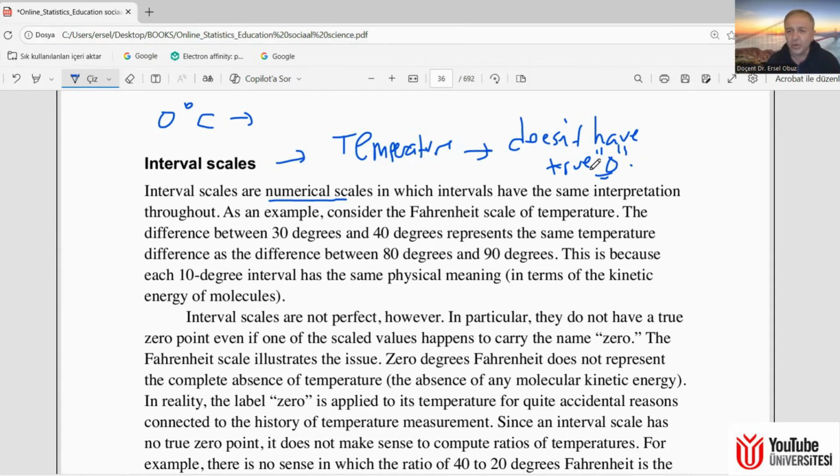So you have no true zero value. So you cannot say 10 degrees Celsius is 2 times hotter than 5 degrees Celsius. No, there is nothing like that. So this scale is called the interval scale.